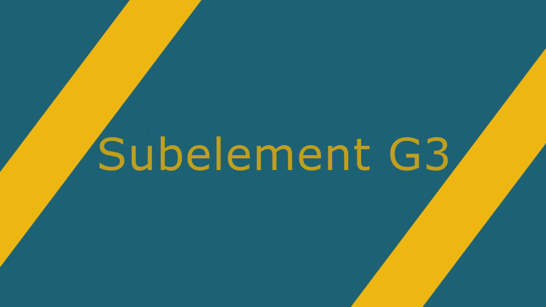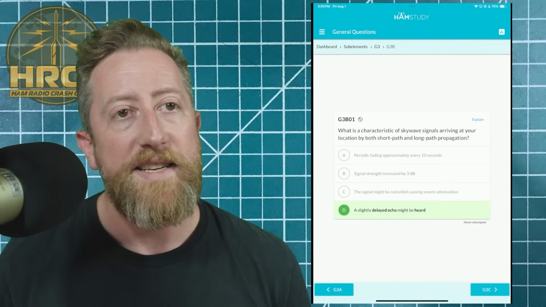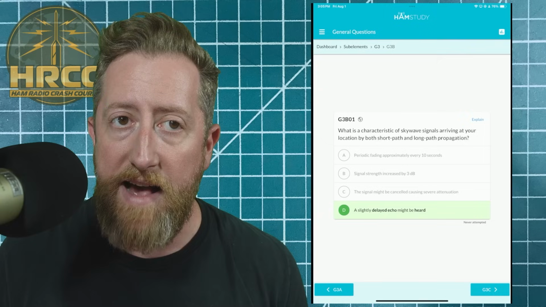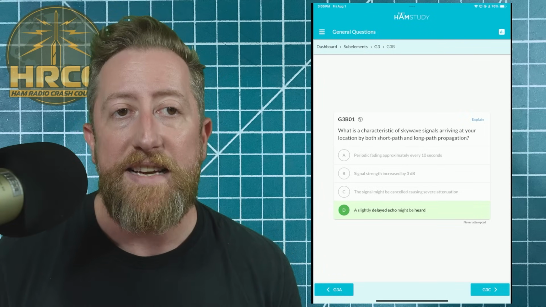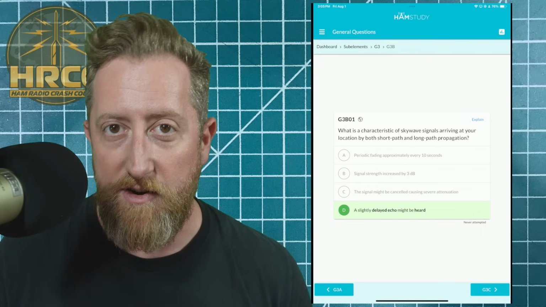All right, there is section alpha. We're going to go to section Bravo now in subelement G3. What is a characteristic of skywave signals arriving at your location by both short path and long path propagation? D, a slightly delayed echo might be heard. This is a fun one to think about in your head.